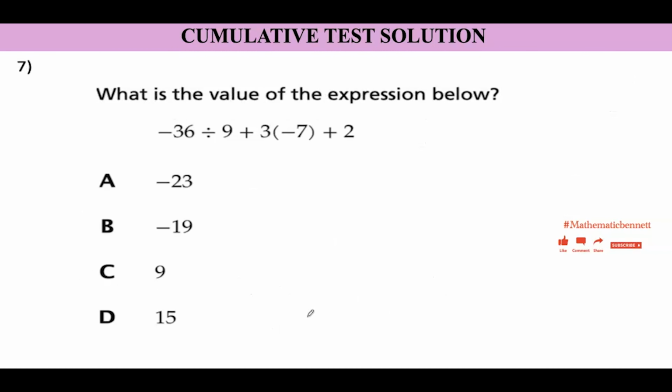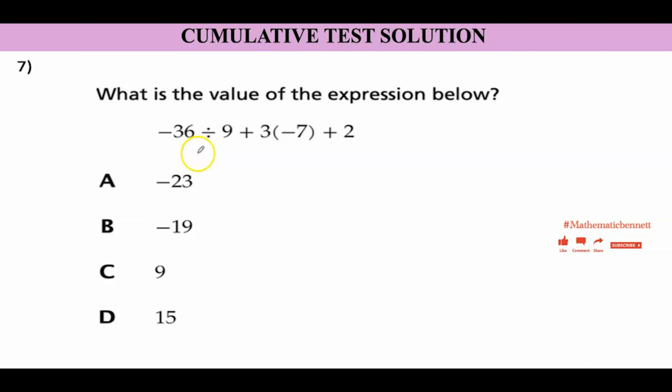What is the value of the expression below? So we see that we have negative 36 divided by 9 plus 3 times negative 7 plus 2. Alright, so we know the order in which we do all operations: we have to multiply or divide. In this case, we would have to divide before we multiply, since we have to go from left to right.